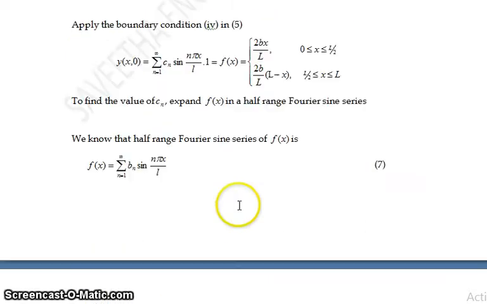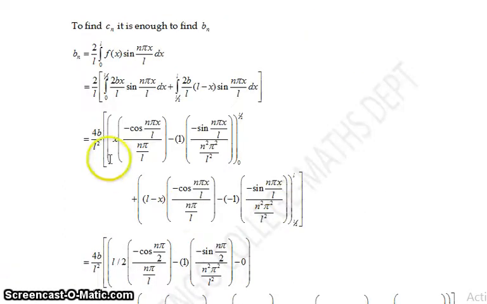What is f of x? So f of x is based on two functions. So write it piecewise. First we can take 0 to L by 2, next one is L by 2 to L. So therefore 0 to L by 2, write the f of x function into dx, plus L by 2 to L, then the f of x function.